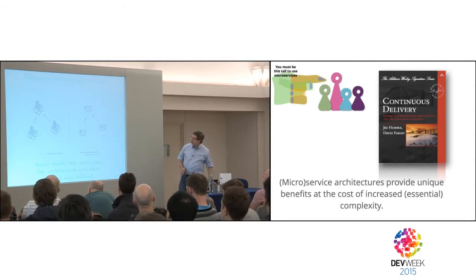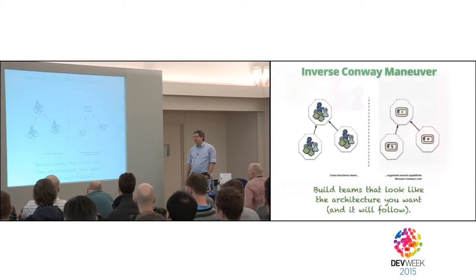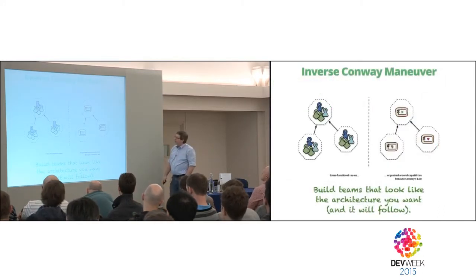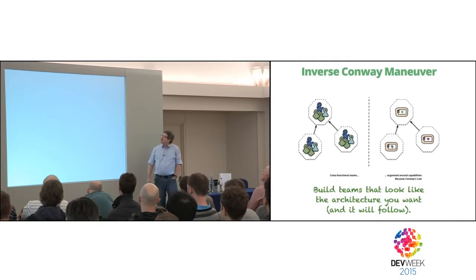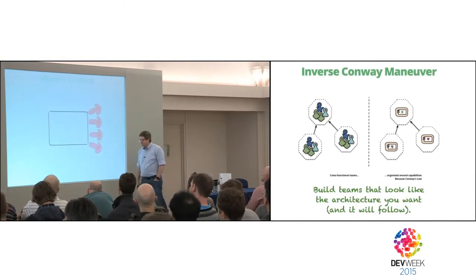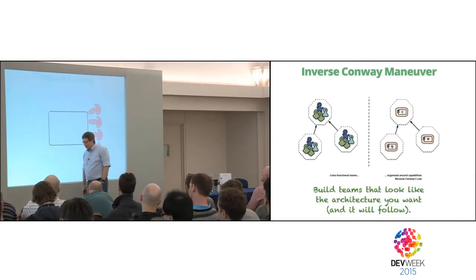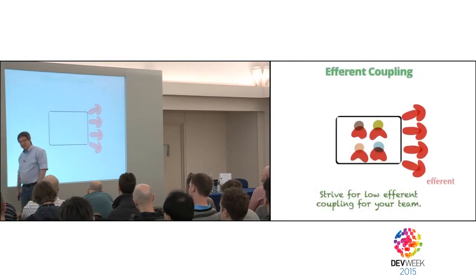I mentioned the inverse Conway maneuver. Build teams that look like the architecture you want, and it will follow. I also mentioned efferent coupling as a metric, when I talked about it purely as a code metric. I didn't mention, by the way, in the .NET space, NDepend is a good tool to give you efferent coupling for your code base.